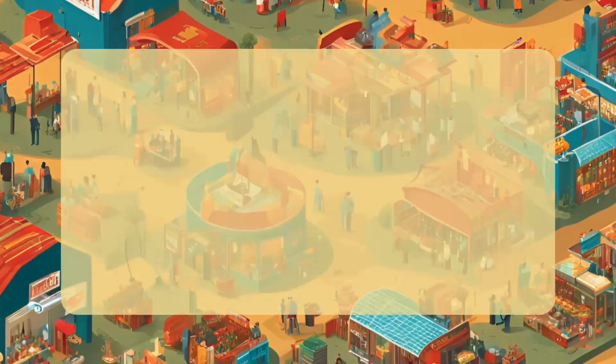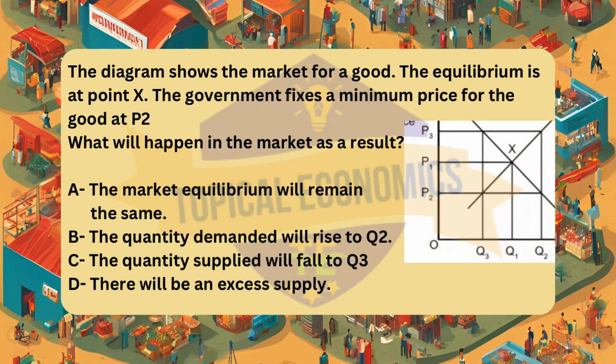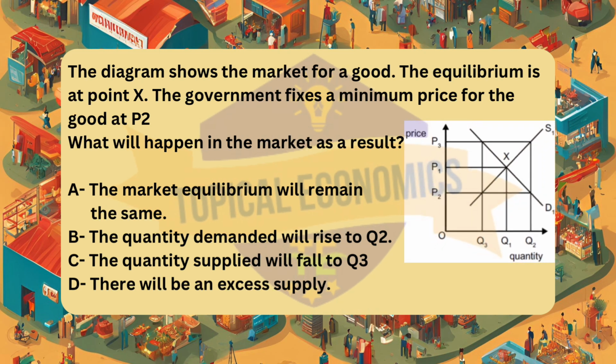Moving to question 9. The diagram shows the market for a good. The equilibrium is at point X. The government fixes a minimum price for the good at P2. What will happen in the market as a result? This question is from year 2020 specimen version 1 paper. The correct answer for this question is option A. The market equilibrium will remain the same.